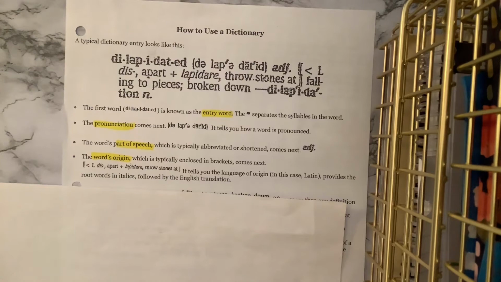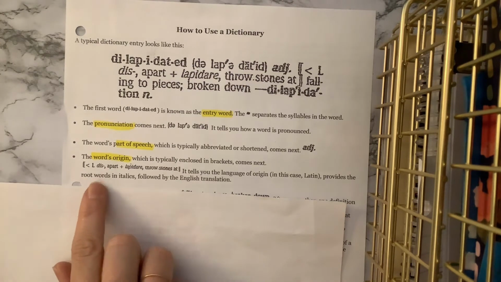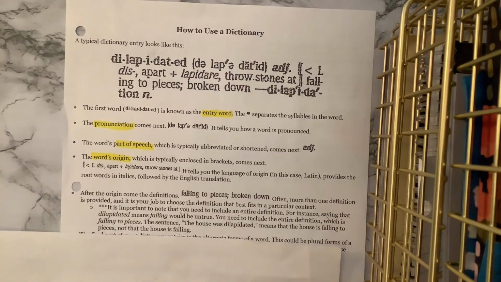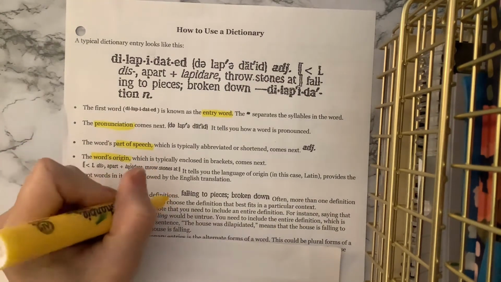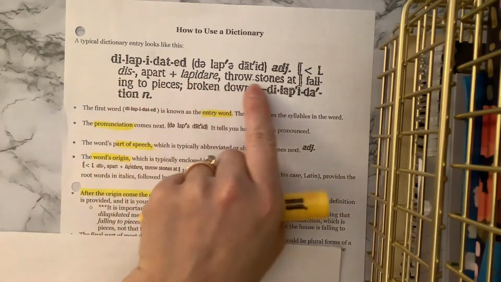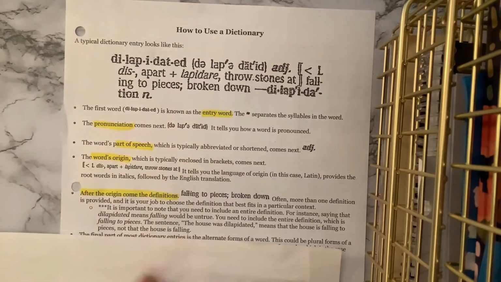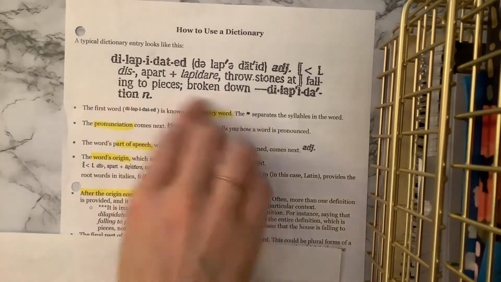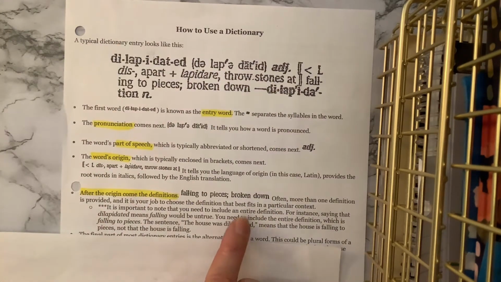So basically, this is not the definition of the word. This is not what the word means, but it's where the word comes from. And so you want to think about these derivatives that we talk about in Latin. This is building off of it. So it's telling us where the word came from, okay? After the origin, after these brackets, comes the definition. So again, this is not the definition, but the definition starts here. Falling to pieces or broken down. That's the definition. It's way after all this other information, okay?